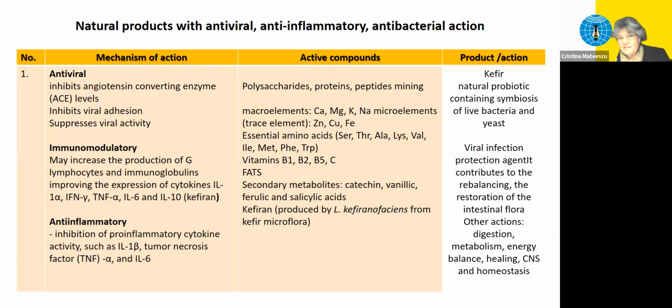What are the mechanisms? First, the inhibition of angiotensin converting enzyme, which inhibits the viral adhesion and suppresses viral activity. From the immune point of view, this kefir can increase the production of B lymphocytes and immunoglobulins, improving the expression of cytokines, interleukin-1 alpha, IFN gamma, tumor necrosis factor alpha, interleukin-6, and interleukin-10, which is especially targeted by kefiran. From the anti-inflammatory activity, it's the inhibition of the cytokine activity, such as interleukin-1 beta, tumor necrosis factor, and interleukin-6.